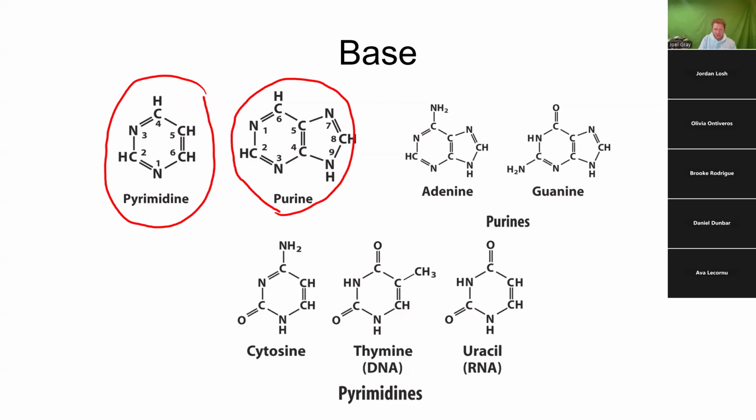Now, a pyrimidine is a single ringed molecule. It is an aromatic compound. A purine is also an aromatic compound. Now, if you think about aromatic compounds, you think, okay, well, there's alternating double bonds or delocalized electrons. Those are things that come to my mind whenever I think of aromatic compounds.